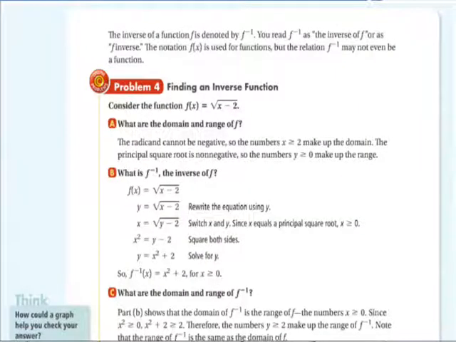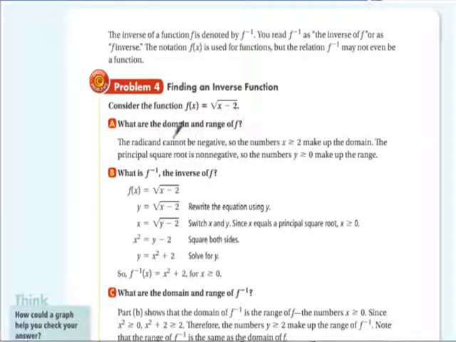So the inverse of a function is denoted by f and then this little -1. That is not an exponent, okay? We read this as the inverse of f, or as f inverse. So the notation f of x is used for functions, but the relation inverse of f may not even be a function. So finding an inverse function, let's look at what we do.